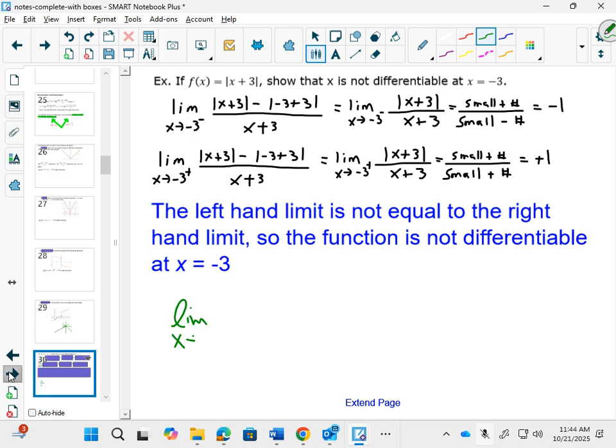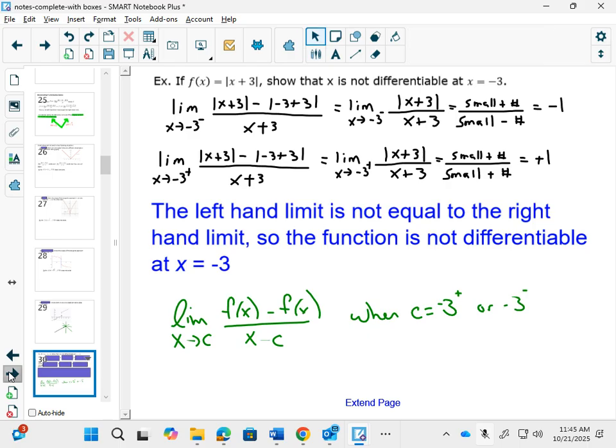And again, which tangent formula was I using? I was using that tangent formula, the limit as x goes to a value of f of x minus f of c.